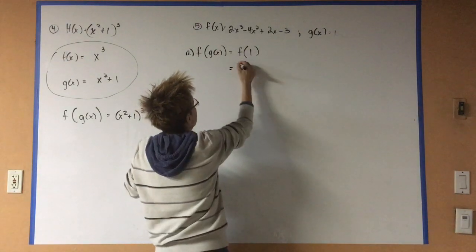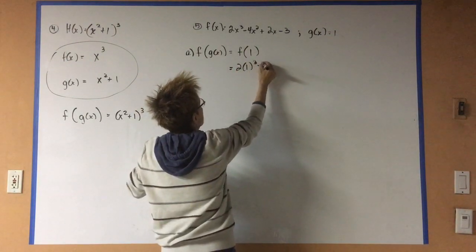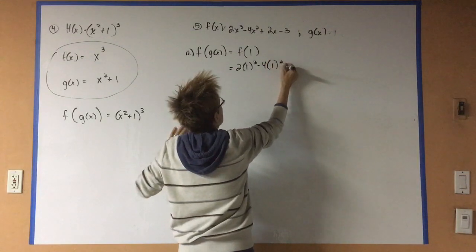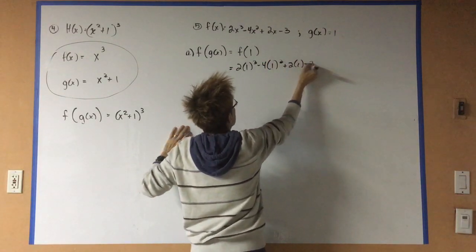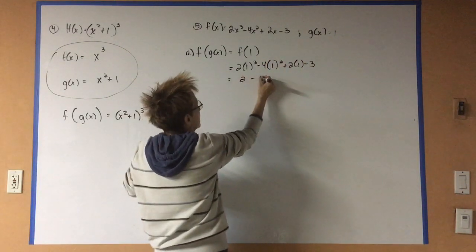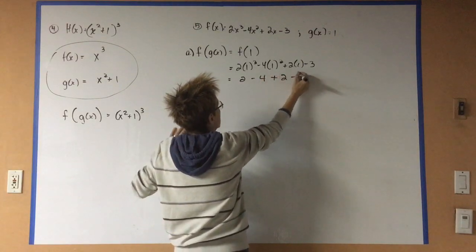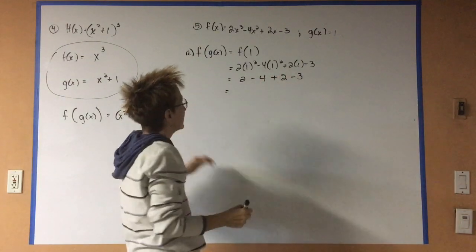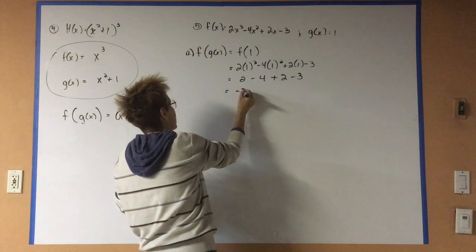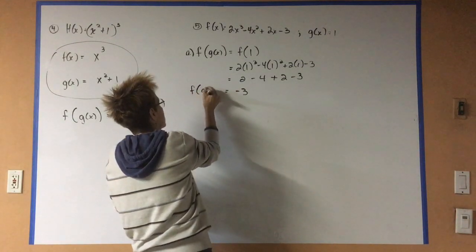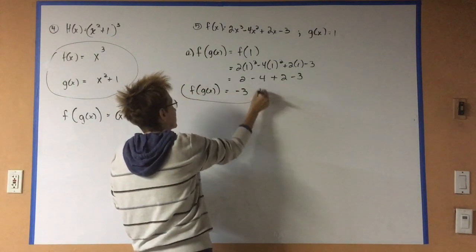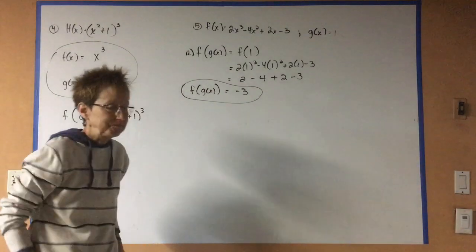So I'm just going to put 1 in there. 2 times 1 cubed minus 4 times 1 squared plus 2 times 1 minus 3. That gives me 2 minus 4 plus 2 minus 3. That gives me negative 3. So f of g of x actually ended up just being a number, negative 3. That was nice.